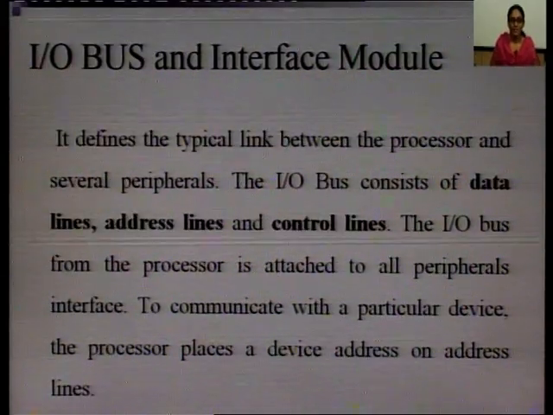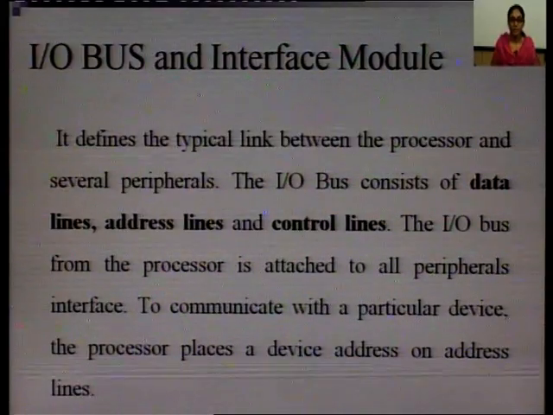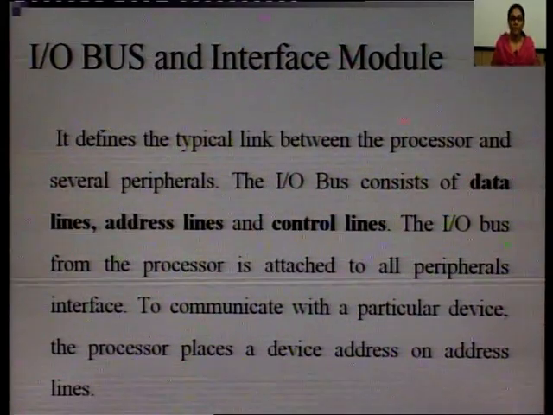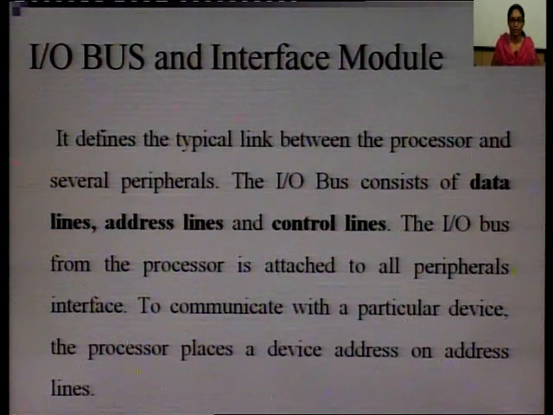Now the next topic is input output bus and interface module. It defines the typical link between the processor and several peripherals.